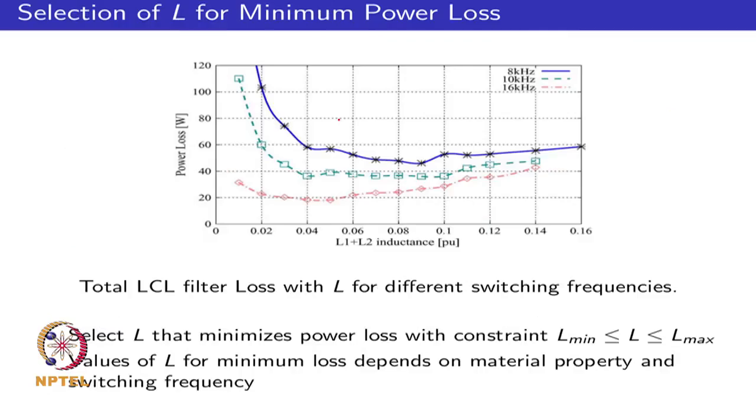So, one could then look at what would be the total loss in the LCL filter. So, this actually includes not just the losses in L1 and L2, it also includes the losses in damping terms in the circuit. So, if you look at the loss term overall as a function of L, what is shown in this green dotted line is the total loss as a function of L1 plus L2, where it is varied in between the 1% to 14% range, and we are looking at three different frequencies.